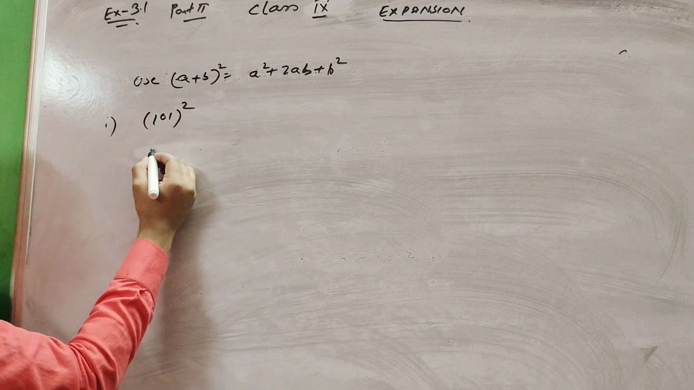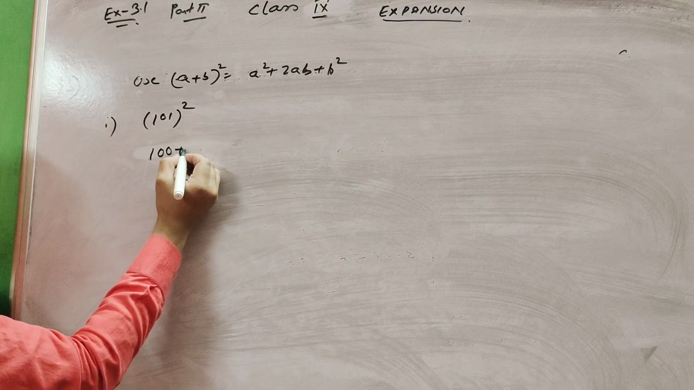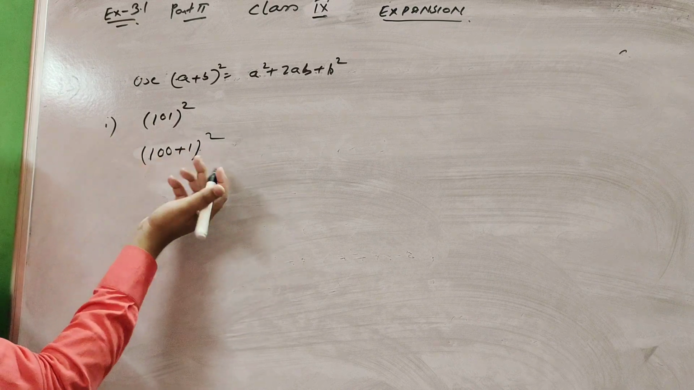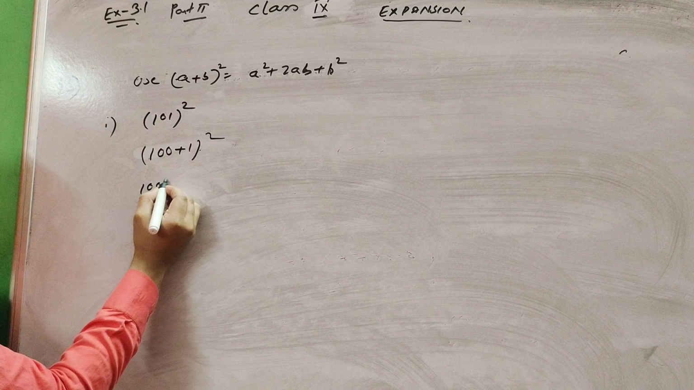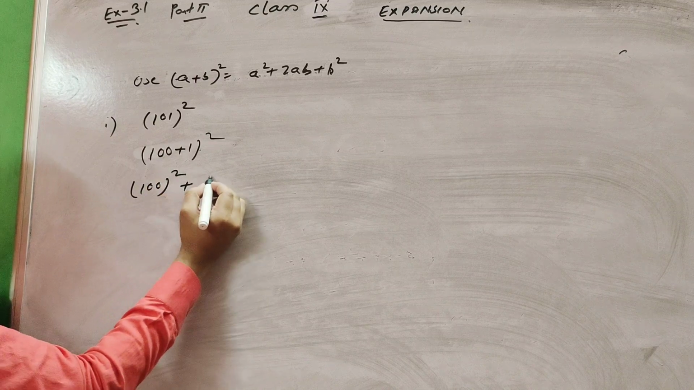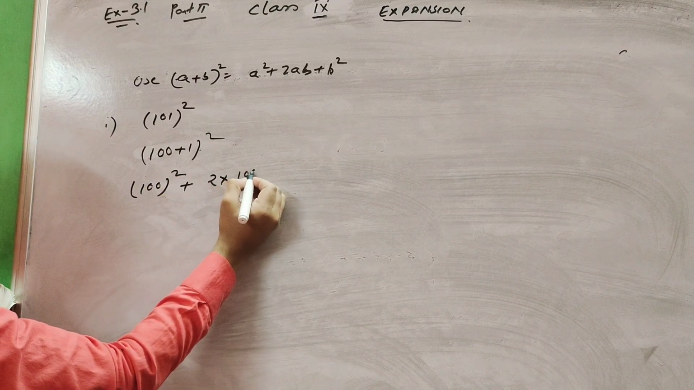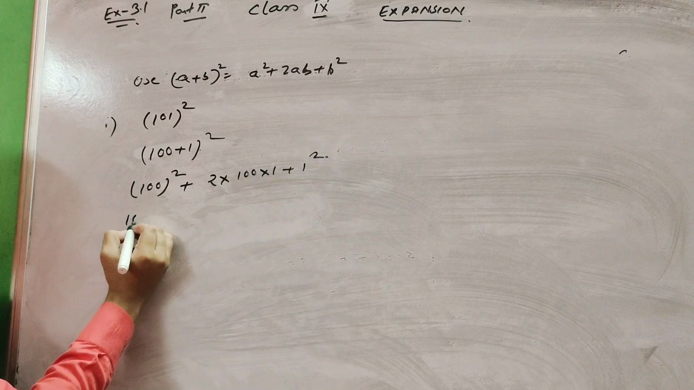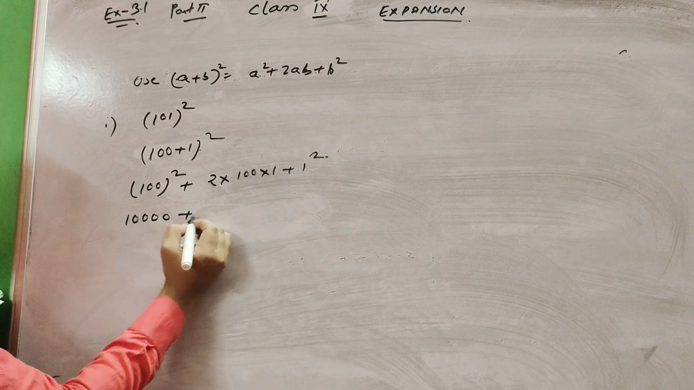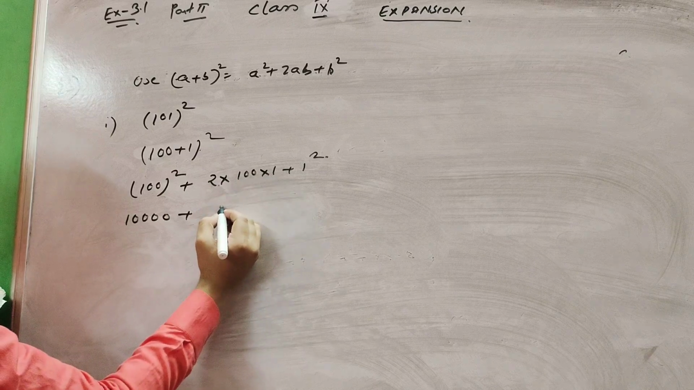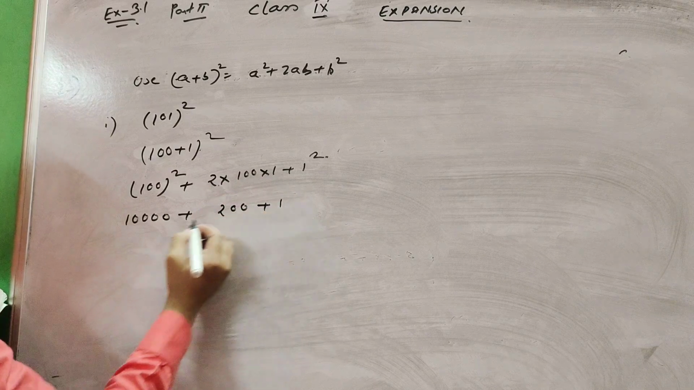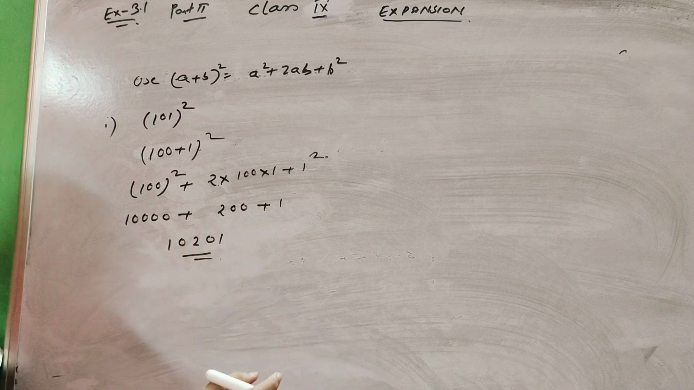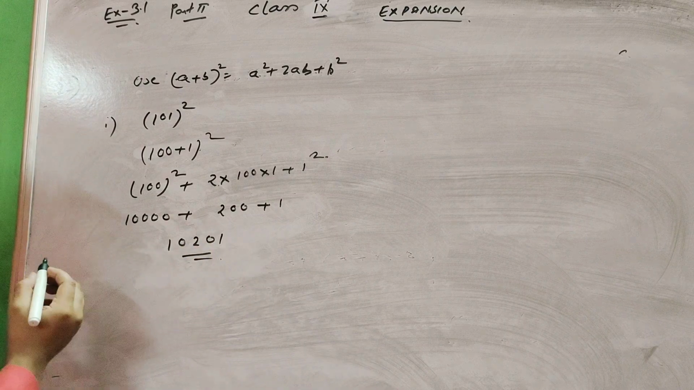So in place of 101 we write down (100 plus 1) whole square. So this is a and this is b. So (a plus b) whole square is a square plus 2ab plus b square. So 100 square is 10,000. 2 into 100 is 200, into 1, again 200, plus 1. So the sum of that is 10,201. Clear?